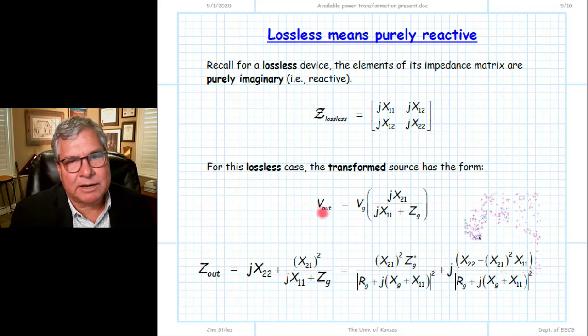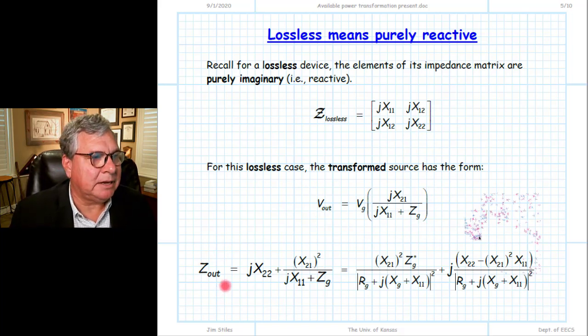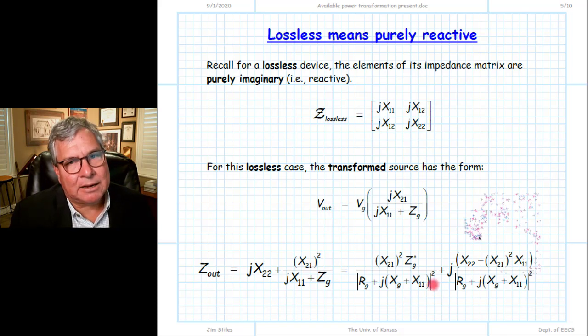We know that the transformed source voltage Vout has a form such that when we insert the transimpedance parameters, we would have this result. Likewise, for the output impedance of the transformed source, if we insert these purely imaginary transimpedance parameters, with some algebra, it would give us this result here. So this is the transformed output voltage and output impedance for a source that's been transformed by a lossless two-port network.